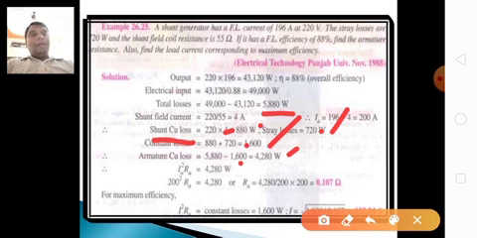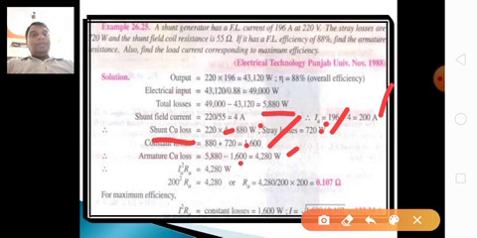In this, IA is also needed. IA is equal to IL plus ISH, that is 196 plus 4, so we get the value of 200 amps. So 200 whole square into RA is equal to 4,280. That is, RA equal to 4,280 by 200 whole square. So we get the value RA equal to 0.107 ohms.